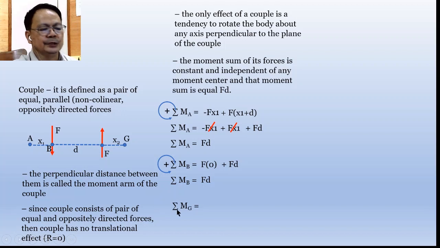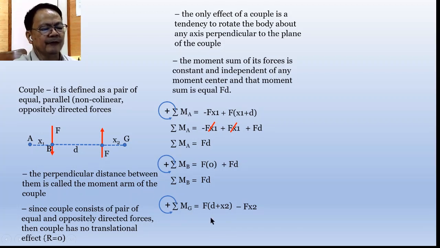If we will be using the same convention that counterclockwise moment is positive, then we will be getting the moment due to this force, which will be counterclockwise about G, hence positive, equal to the product of F multiplied by the moment arm of this F from G, and that is the sum of D and x sub 2. While this one will be producing a clockwise moment, hence that would be a negative F multiplied by its moment arm x sub 2.